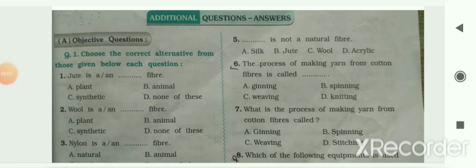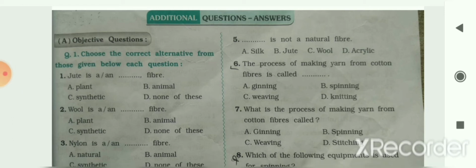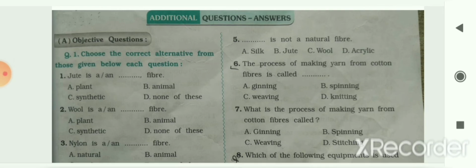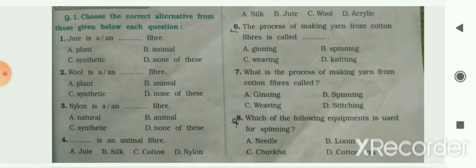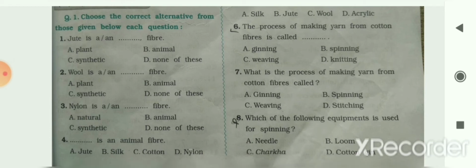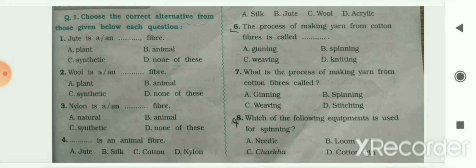Now we will see some extra exercise for this chapter. So let's start with that exercise. Question 1 is choose the correct option. In this first question, jute is a blank fiber. Options are plant, animal, synthetic and none of these. So your answer is option A, plant. Jute is a plant fiber.